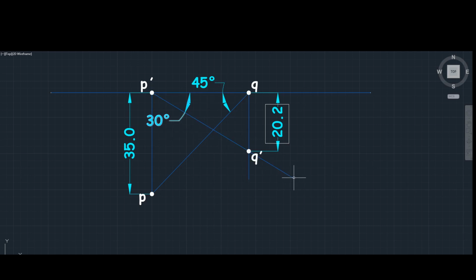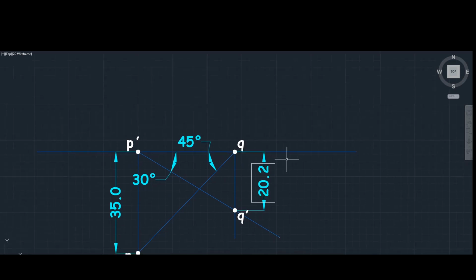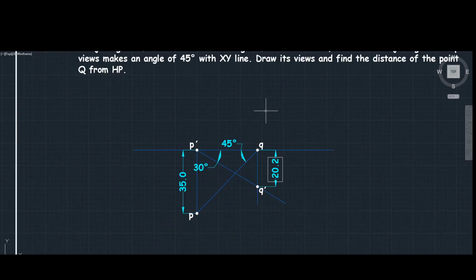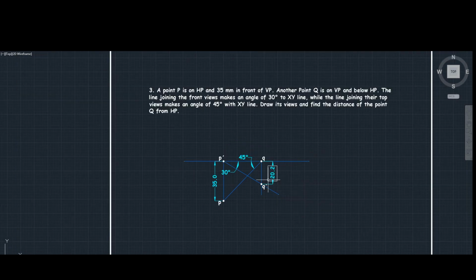That is the difference. Another thing is why you have to measure this and put it in a box. Why do you put it in a box? It is understood that this dimension was not given. You're supposed to find it out. So in the problem, the distance of Q below HP was asked. So this is that distance which you have to find out.